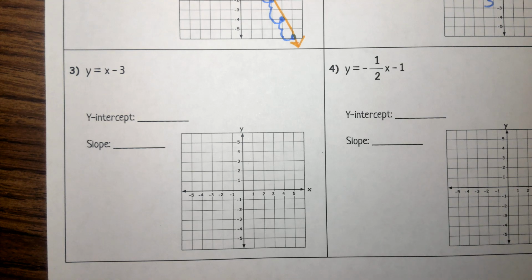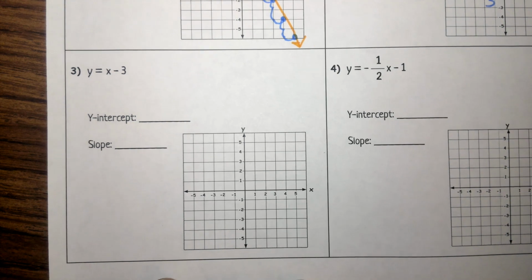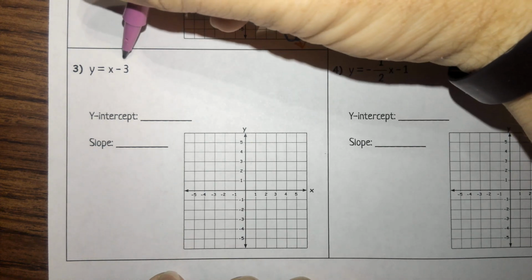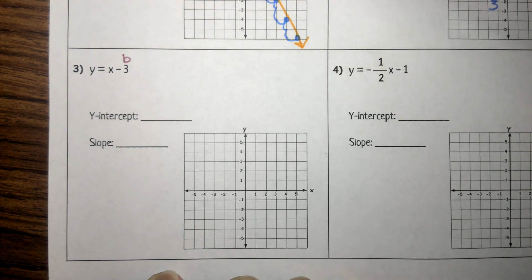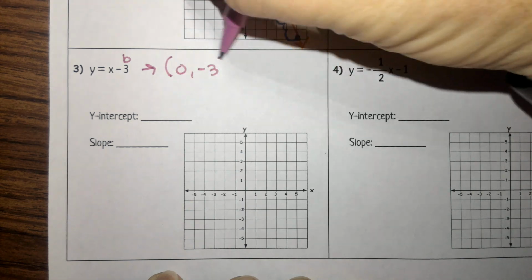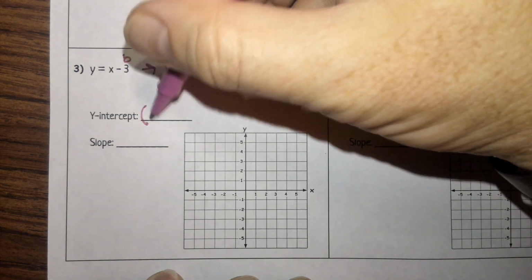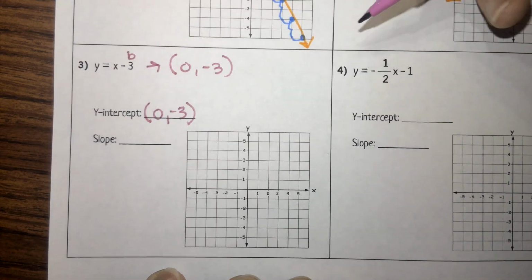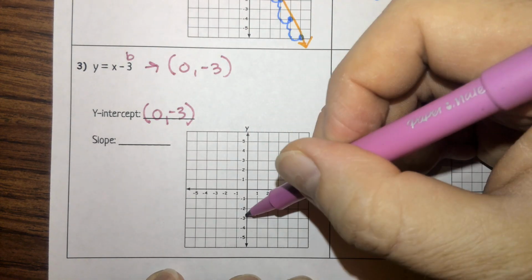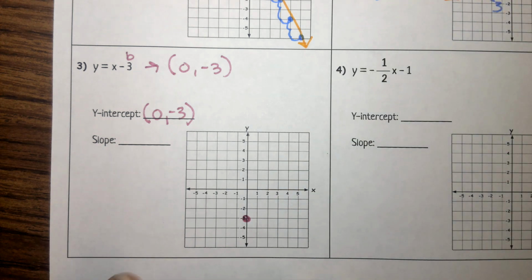Okay, number 3 looks a little different. First off, my y-intercept is still going to be this one right here, this last number. So 0, -3. So our y-intercept is right there. And again, y-intercept is on the y-axis. I go down to -3 and I put a point.